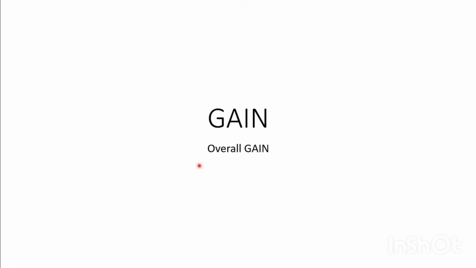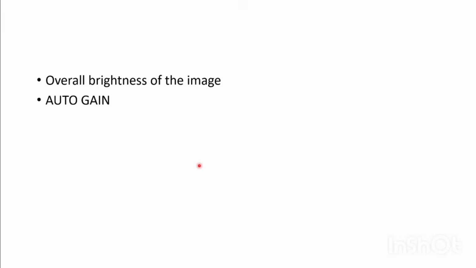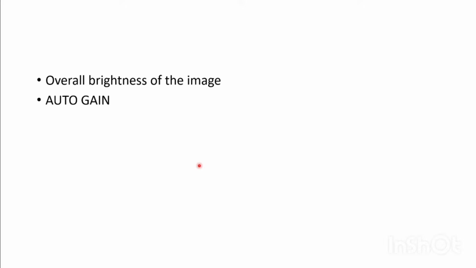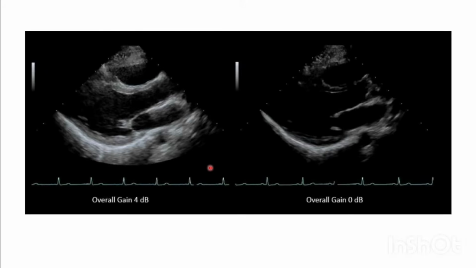Now coming to overall gain. Overall gain is generally the brightness of the image. There are two types of gain: the overall gain as well as the TGC, time gain compensation. Overall gain is the brightness of the image, which we can increase. If you press the auto gain button, it will automatically adjust the overall brightness according to the scenario. And if the auto gain is also not satisfying, then you can manually increase the overall gain.